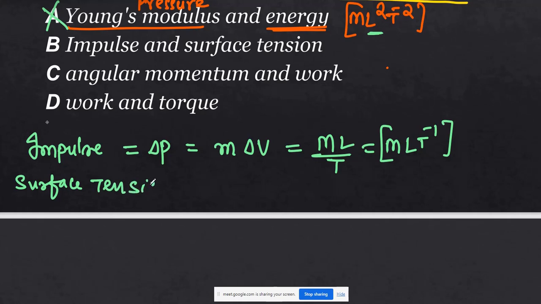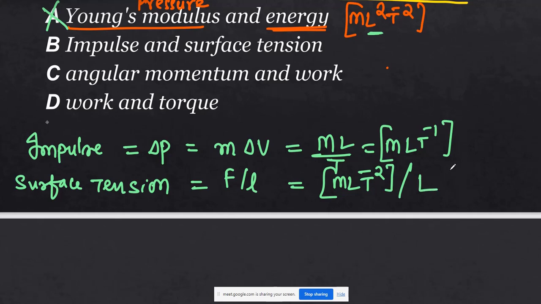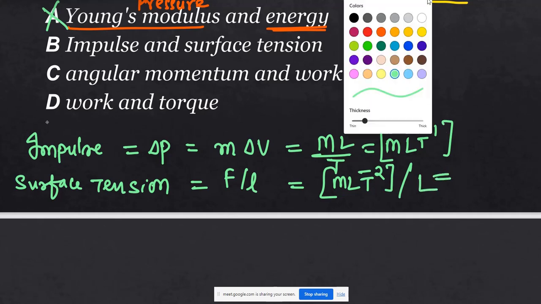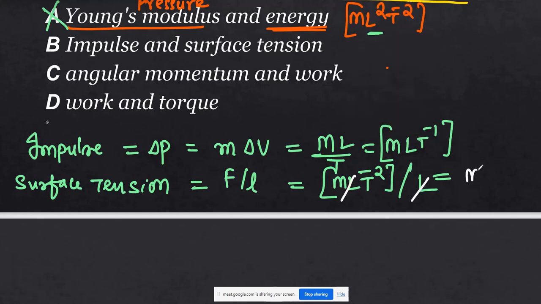Surface tension is a force per unit length. So force, I told you the dimensional formula. What is the dimensional formula for force? M L T power minus 2. M L T power minus 2 divided by L, where L is length. So what is the final formula now? L gets cancelled, so this is M T power minus 2. Now do they have the same dimensional formula, impulse and surface tension? No, ma'am. So this is also not our answer.